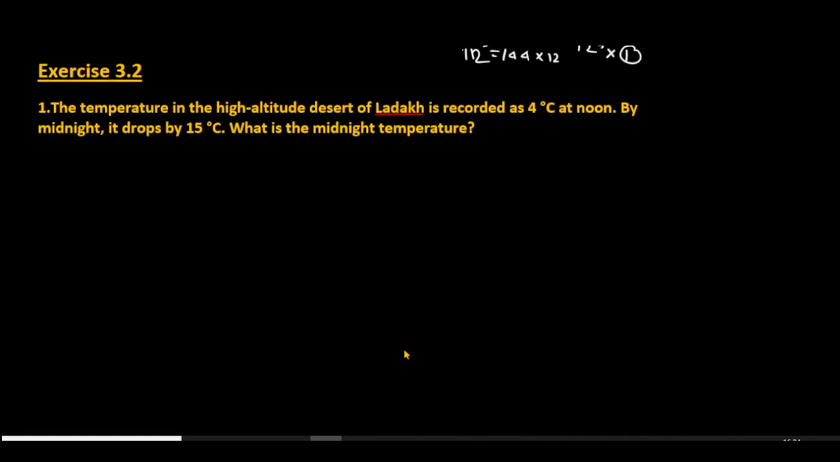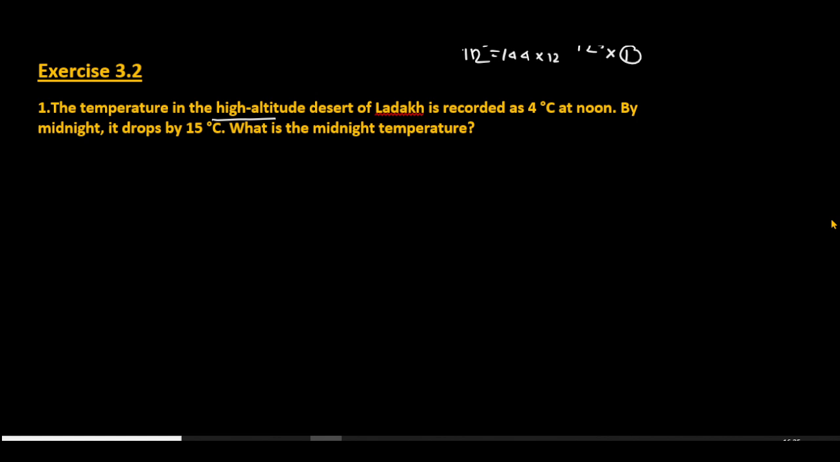Look at the next exercise. 3.2. The temperature in a high altitude desert of Ladakh is recorded as 4 degrees Celsius at noon. By midnight, it dropped by 15 degrees Celsius. What is the midnight temperature? So, what is given?